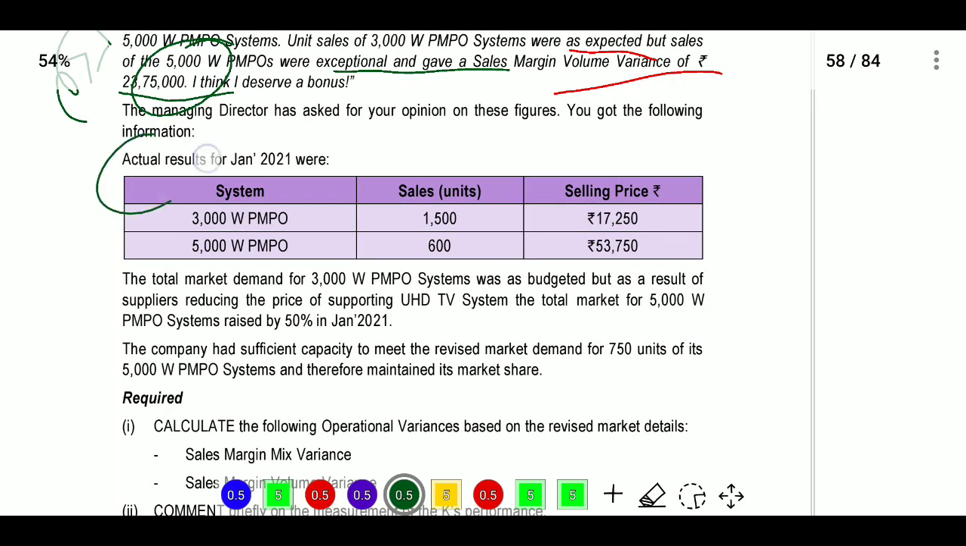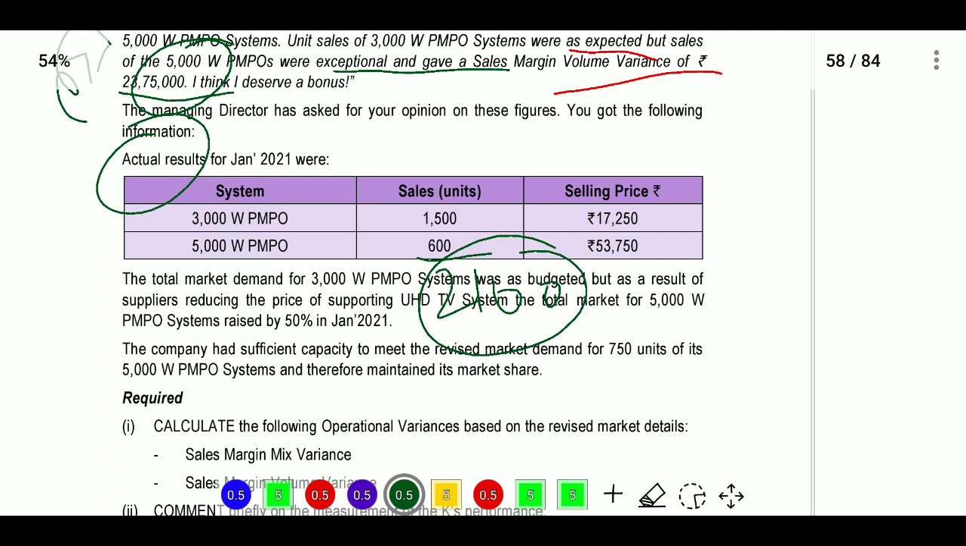As a result, the actual results were provided for January 2021. 3000 WPMPO: 1500 units. 5000 will be 600, so actual will be 2100, budgeted will be 2000. We are required to revise the quantity based on this actuality, then we will get the actual revised quantity and budgeted revised quantity, planning and operations, and we will get the answers. Next.